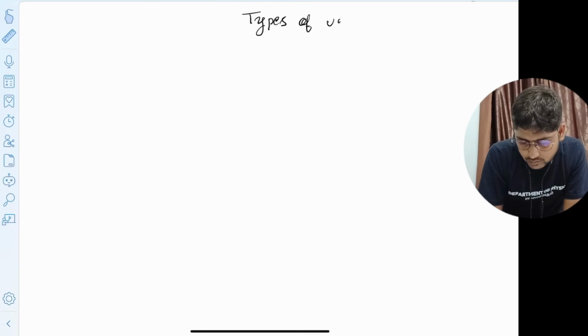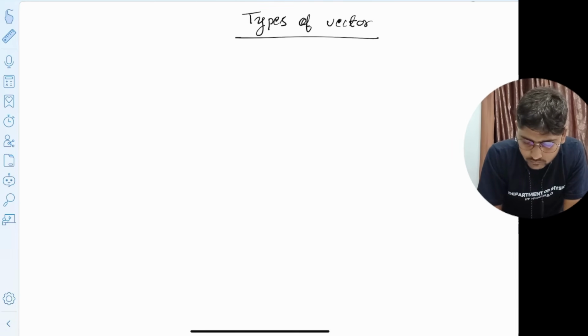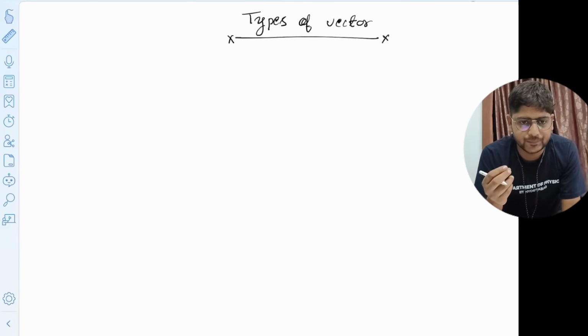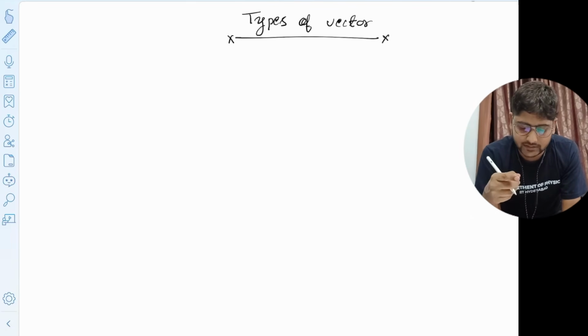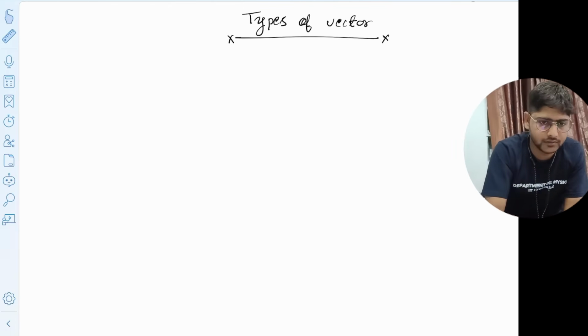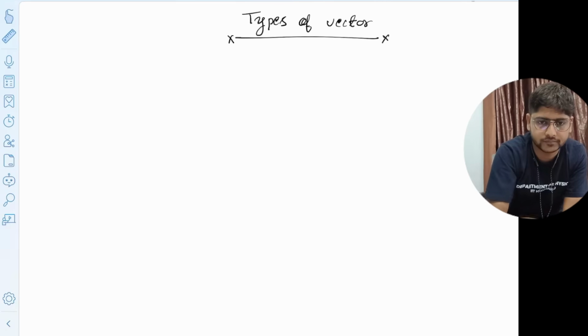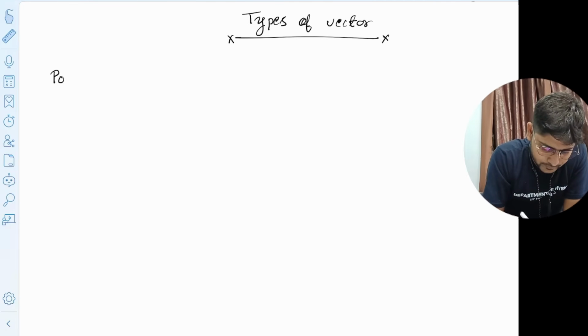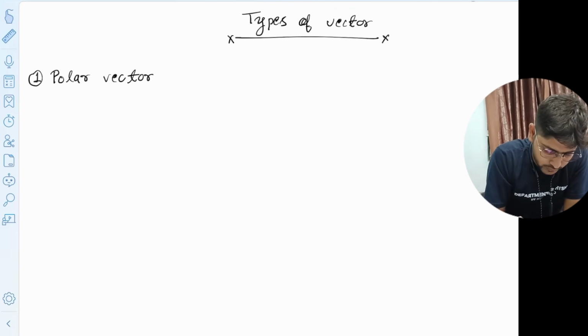Now we have some types of vectors. Types of vector: polar vector, axial vector, negative vector, like vector, unlike vector, co-initial vector, coplanar vector. These things we will see now. First one is polar vector.